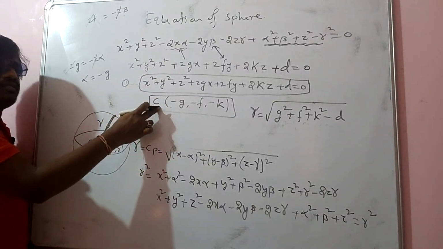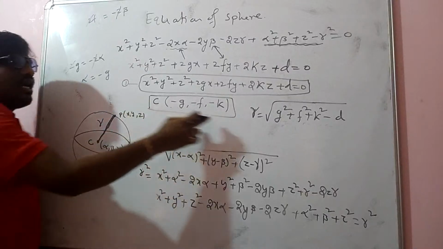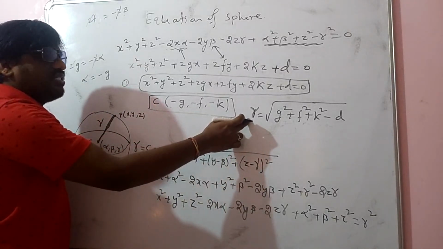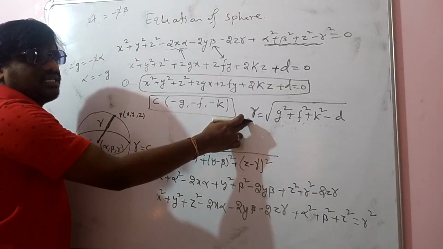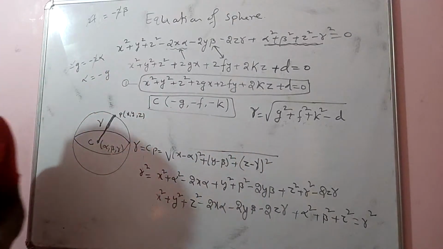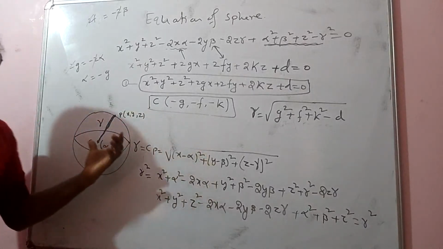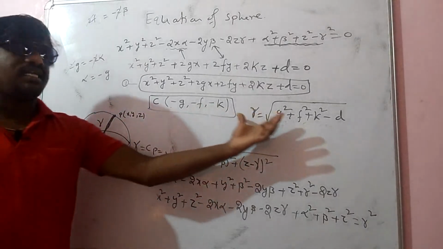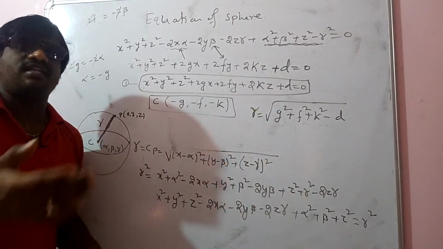The center of the sphere is (-g, -f, -k), and the radius of the sphere is the square root of g square plus f square plus k square minus d. So this is what we call the equation of the sphere. Now you understood what the equation of the sphere, its center and radius are. Let us discuss further.